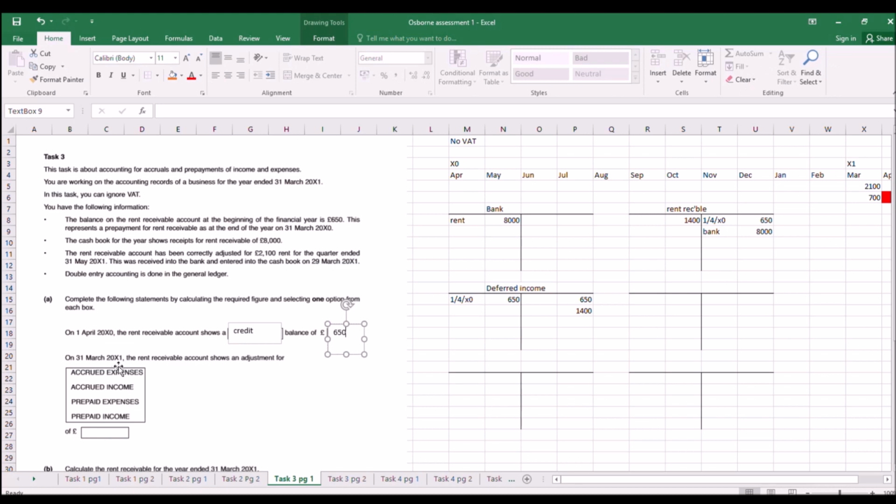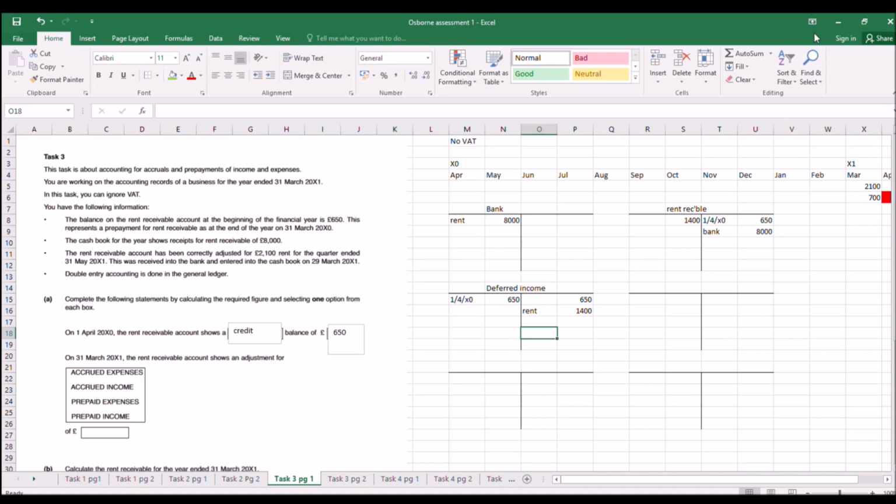On the 31st of March 2001, the rent receivable account shows an adjustment for. So what did we adjust for? We adjusted for this 1,400 in here, which will be rent. Now what are the options? I've put it down as deferred income, but we've also got prepaid income, haven't we? Accrued expenses, no. Accrued income will be the other way around.